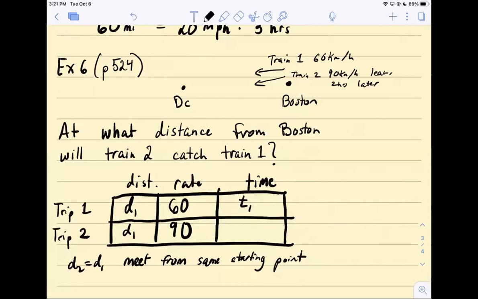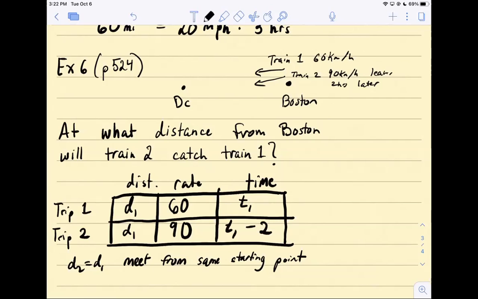Nice, Savannah. Can you say what you wrote there? I said T1 minus 2. And how do you justify that? Because the second train left 2 hours after the first. Awesome. And so it was on the train tracks for less time, right? Yeah. Perfect. Okay, all right, that's it.